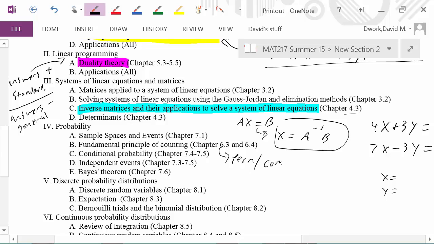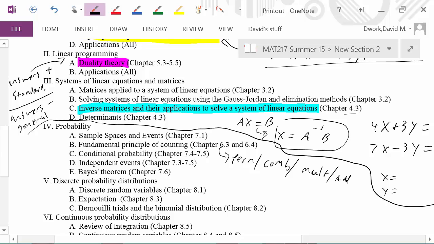permutations, combinations, multiplication principle, and addition principle. So it's really the fundamentals. It was the stuff that we used to make our building blocks, getting ready for probabilities. And then you'll notice that's 6.3, 6.4. Then we jump straight into 7.4, 7.5, 7.3, 7.4, 7.5.